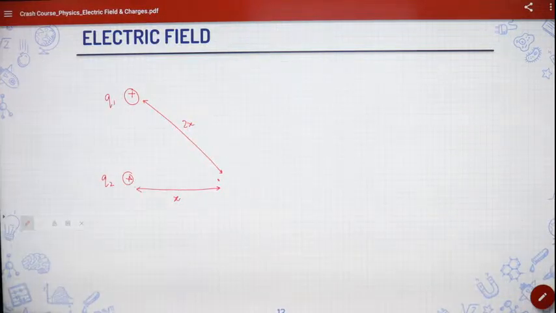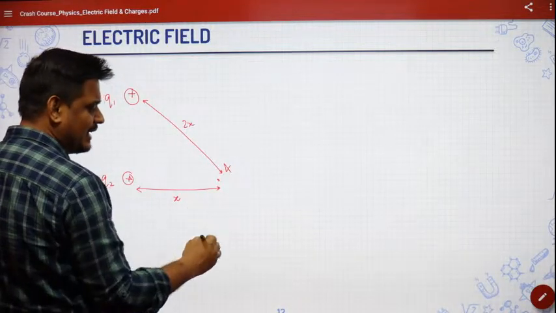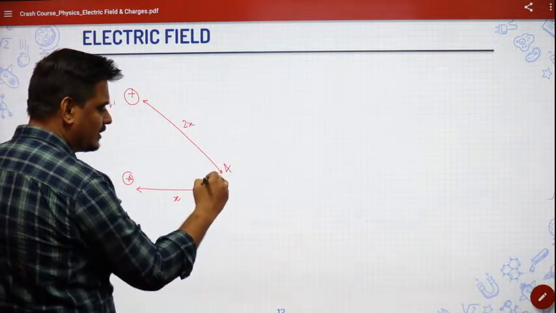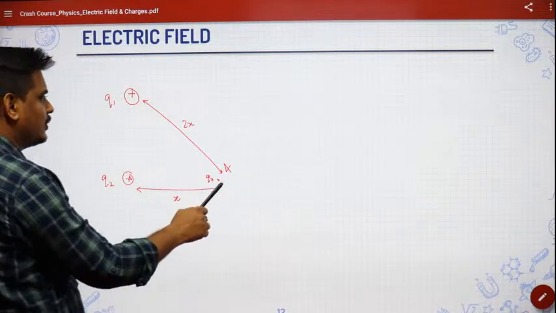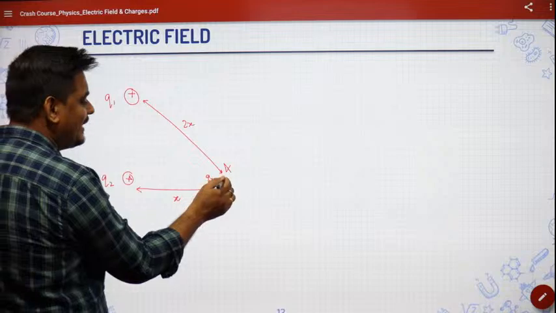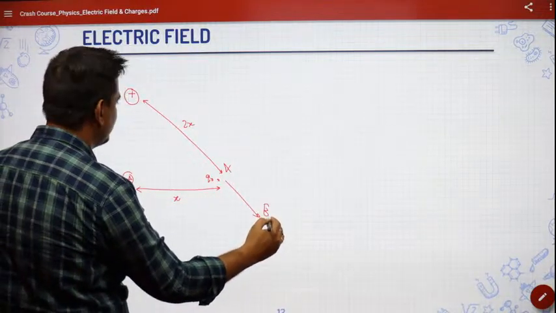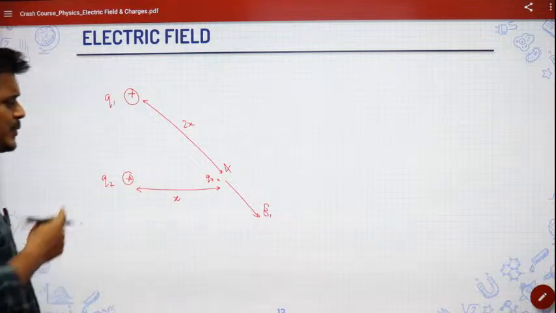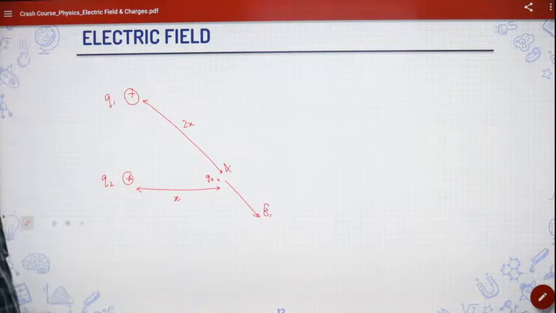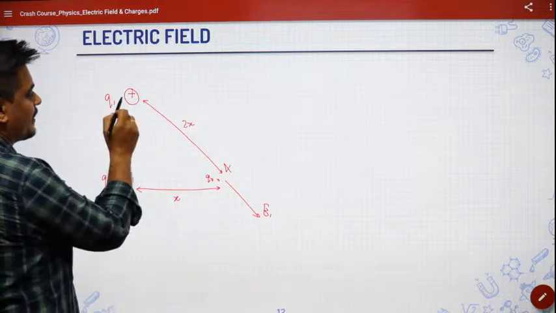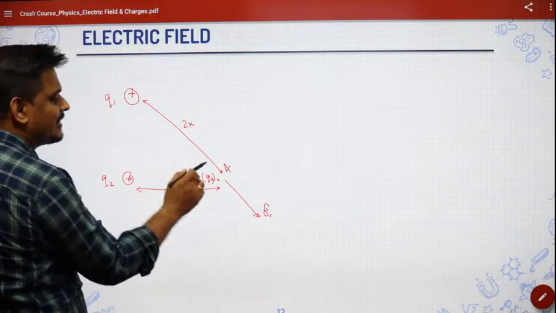So first of all, if you place a test charge at this point x, I'm going to put a test charge q naught. If I put a test charge q naught here, the electric field due to q1 would be in this direction, and I'm writing that as E1. So why do I take the direction of electric field in the repulsive direction? It's very simple. It's because when I bring a unit positive test charge, positive will repel.